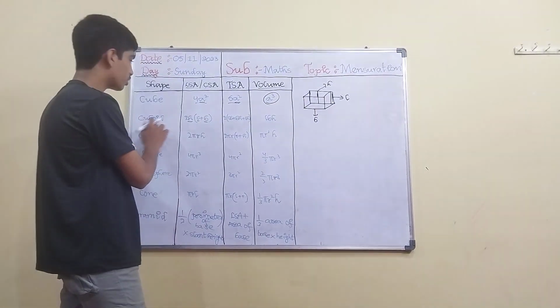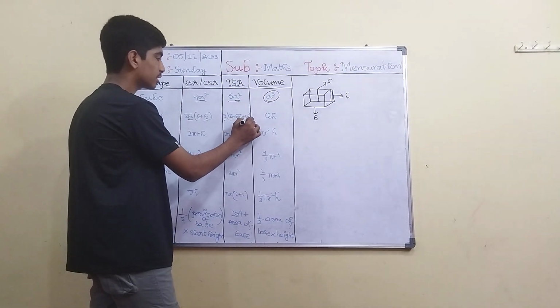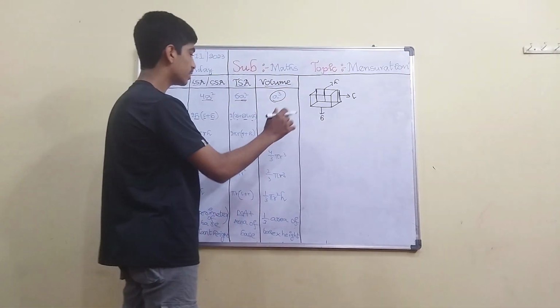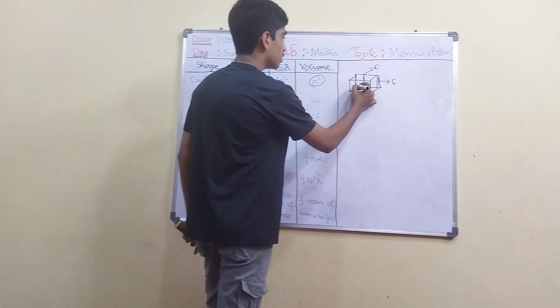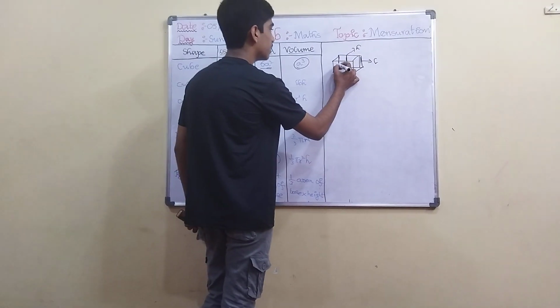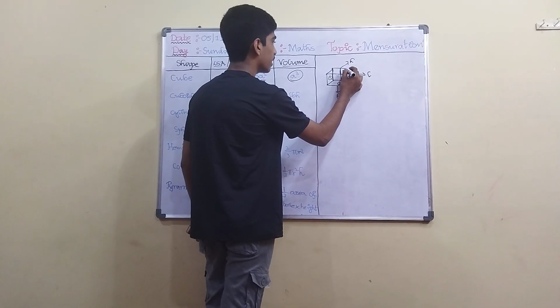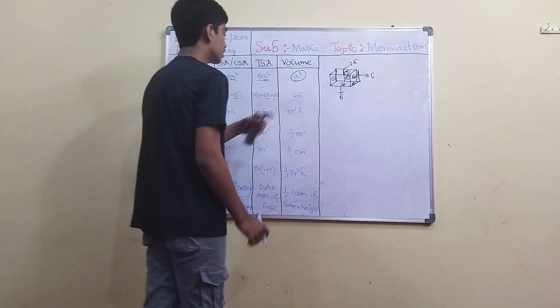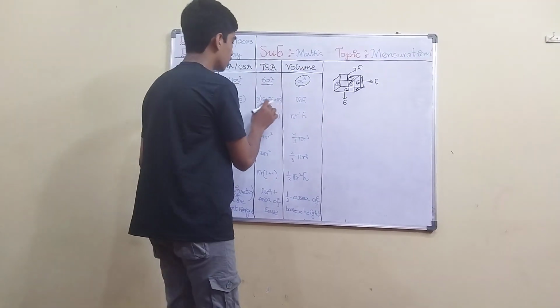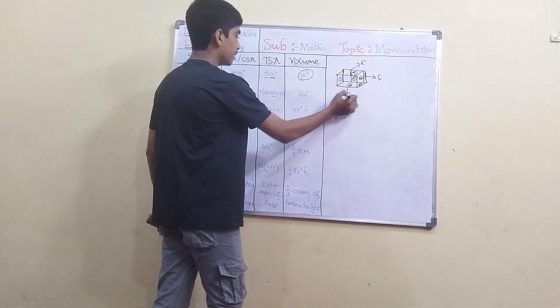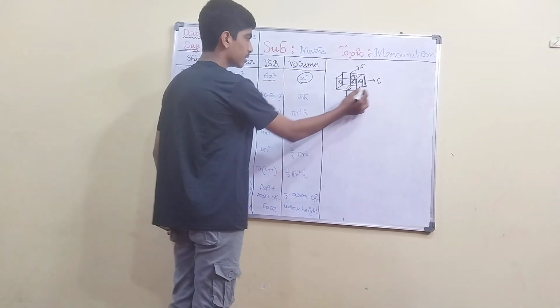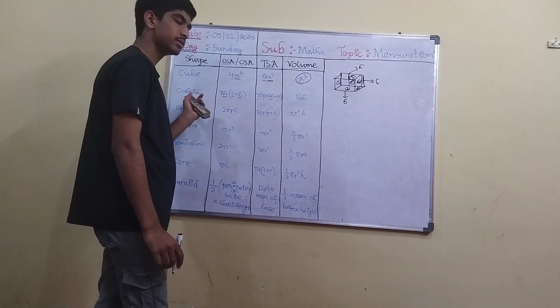And the TSA of cuboid is 2 into lb plus bh plus lh. TSA means the total surface area of the cuboid. Not only visible but total in cuboid. Here it is 1, 2, 3, 4, 5 and 6. There are 6 areas. So we have to multiply each with 2. 2 into lb plus bh plus lh. So this is the total surface area of the cuboid.